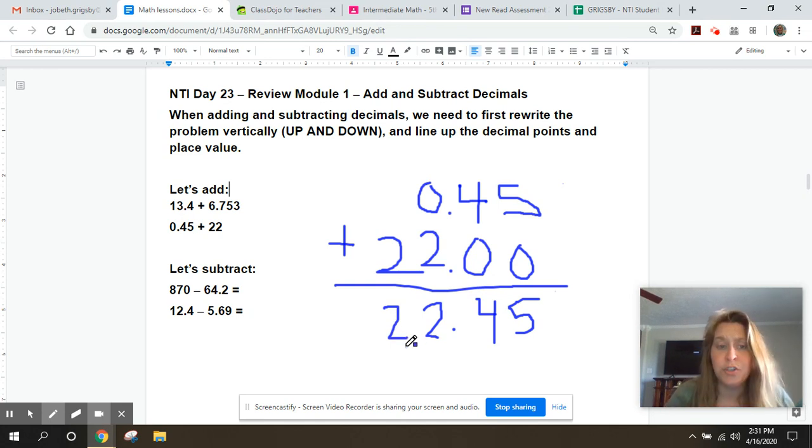Now, say you had put the 22 under the 45 right here. If you had kept your decimal place value, you would have ended up with 67 hundredths. Let's think about that for a second. 45 hundredths plus whole number 22 equals 67 hundredths? How? That's only 67 cents. If I have 22 wholes and I'm adding something to it, my answer should be greater than 22, which gives us what we actually do have.